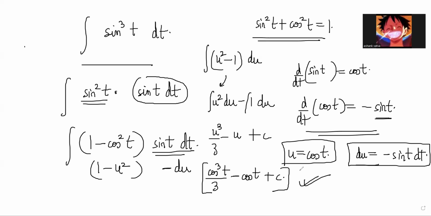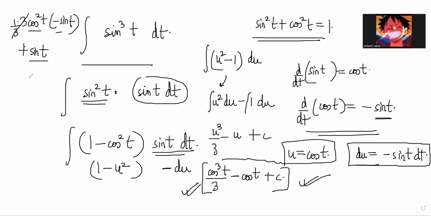How do we know whether this is correct or not? If you don't believe it, you can differentiate. Let's differentiate it. Cos cube t by 3 gives 1 by 3 times 3 cos square t, and then the derivative of cos, which is minus sine t. Then minus minus gives plus sine t. So you get cos square t into minus sine t, plus sine t. Taking sine t common, it is sine t times 1 minus cos square t, which is sine cube t. Do you understand what we are doing?